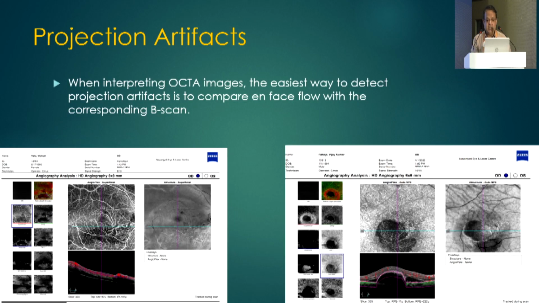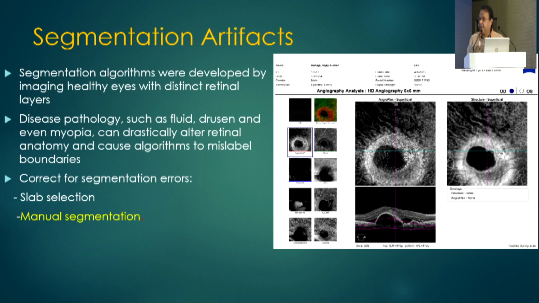When interpreting OCTA images, the easiest way to detect projection artifact is to compare the en face flow with the corresponding B scan. Like what I have shown here, the flow is good here. That means there is no artifact in this image. Segmentation artifacts we have already discussed.